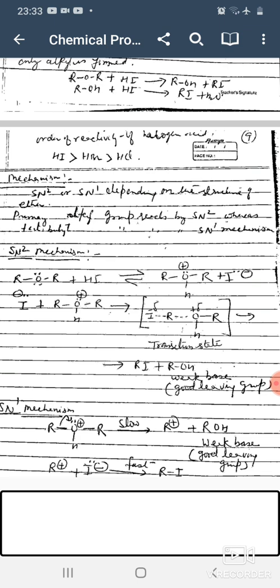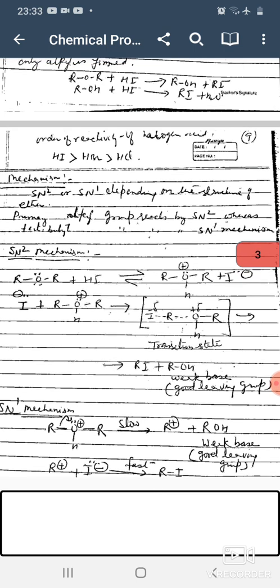Primary alkyl groups react by the SN2 mechanism, whereas tertiary butyl groups react by the SN1 mechanism. Now SN2 mechanism: ROR ether reacts with the HI, it gives the oxonium ion plus I negative. Now this I negative reacts with the oxonium, then the transition state is formed, giving RI plus ROH, the weak base being a good leaving group.